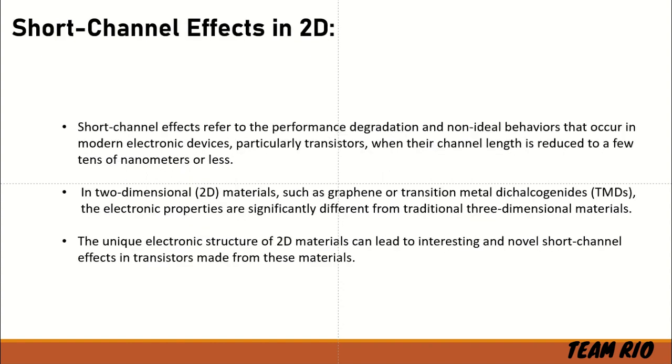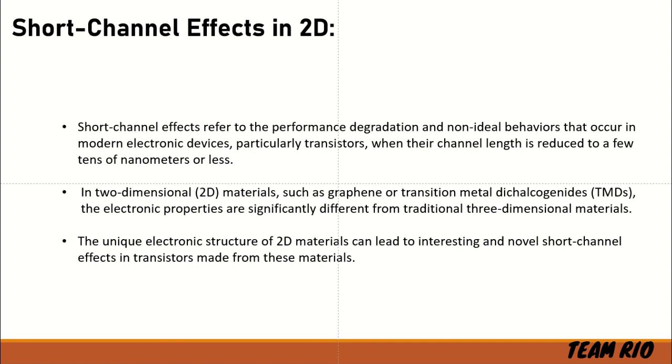Short channel effects in 2D are performance degradation or non-ideal behavior that occurs in modern electronic devices, particularly transistors, when their channel length is reduced. While coming to two-dimensional materials such as graphene and transition metals, the electronic properties are significantly different from their traditional three-dimensional counterparts. The unique electronic structures in 2D lead to interesting novel short channel effects in devices made from these materials. There are some disadvantages to reduce this effect; come up with the upcoming slides to discuss.